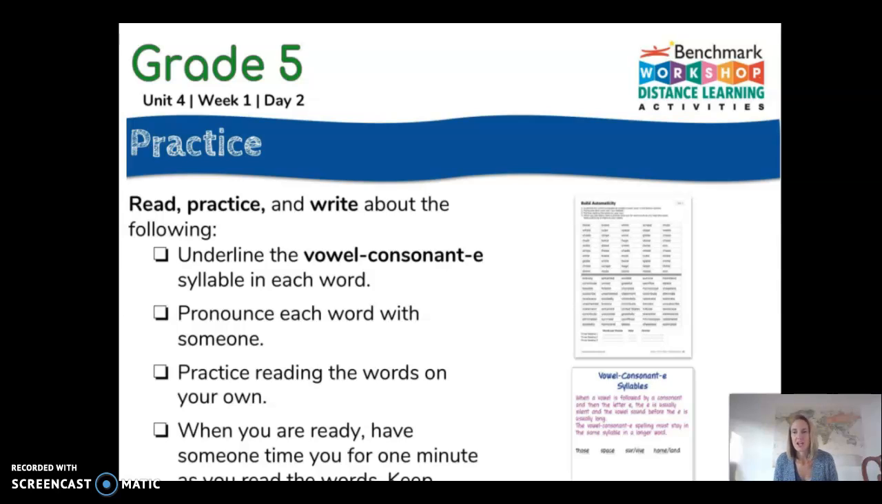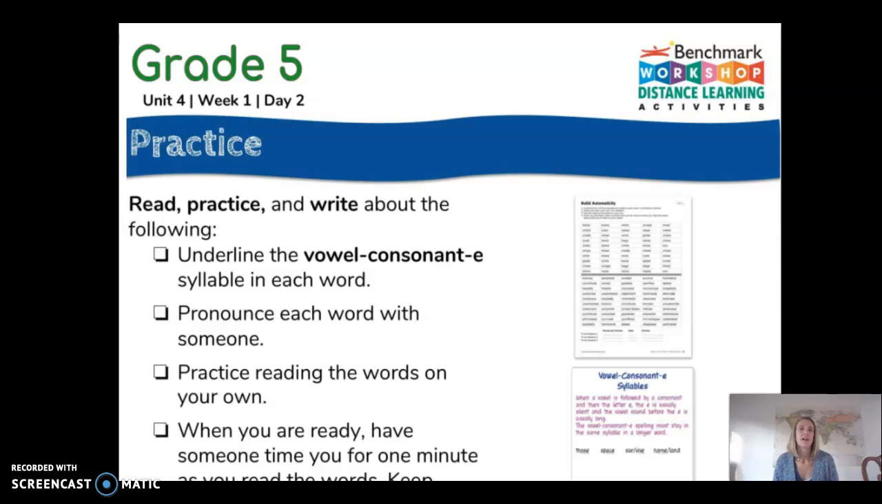I'm going to challenge you. Normally we do 2 or 3. See if you can find 5 more places, whether they're in the words below the line or the words above the line, where you see vowel, consonant, E. Feel free to pause the video if you need more time finding those.